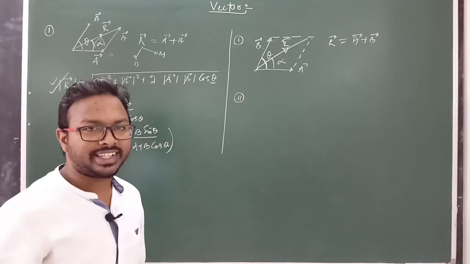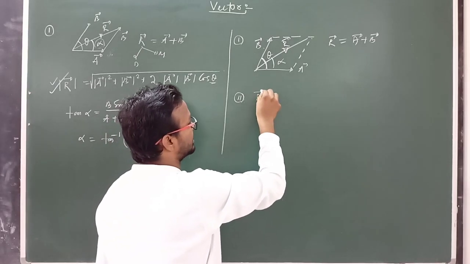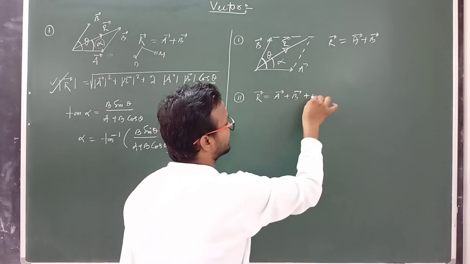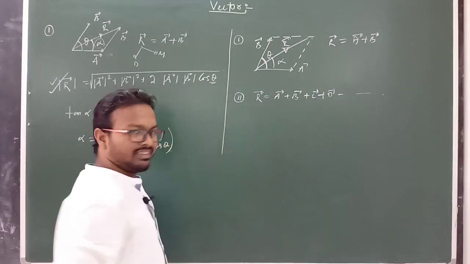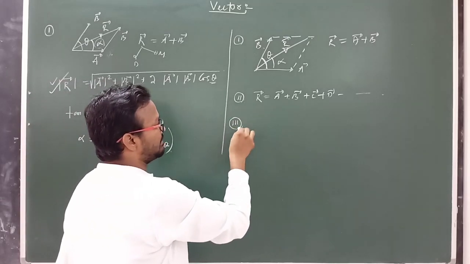And again, we already discussed what the polygon law is. If more than two vectors are represented, then we use the polygon law, meaning suppose R vector is equal to A vector plus B vector plus C vector plus D and so on. Clear? This is known as the polygon law we discussed here. And next, what is vector subtraction?